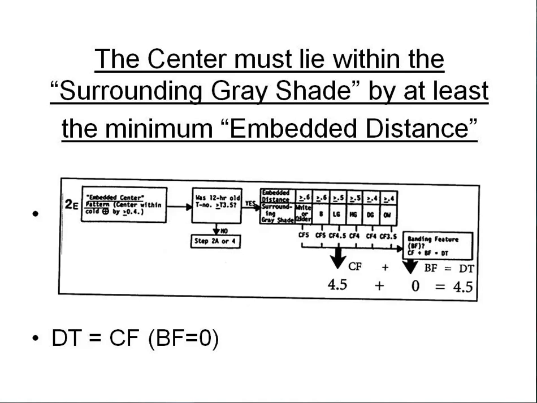And you can see the determination then becomes quite simple with embedded center pattern. With a BF number of 0, the embedded distance criteria is what determines the T number.